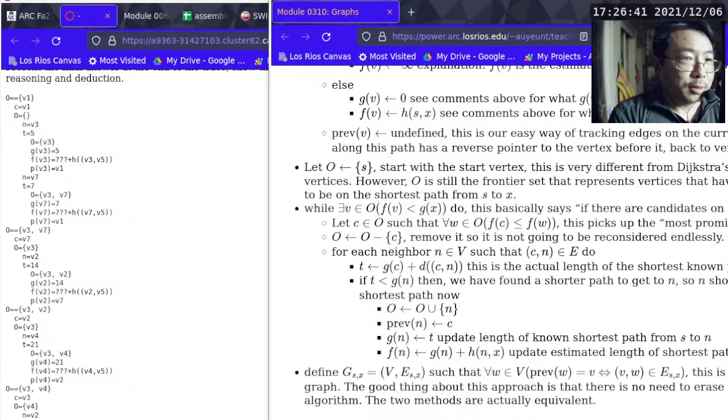So let me put that in. This is from 1213. This is from spring semester. And it is my own key. There we go. All right.